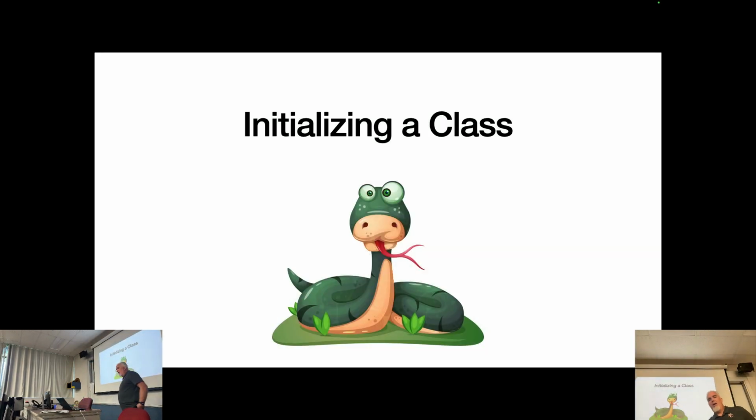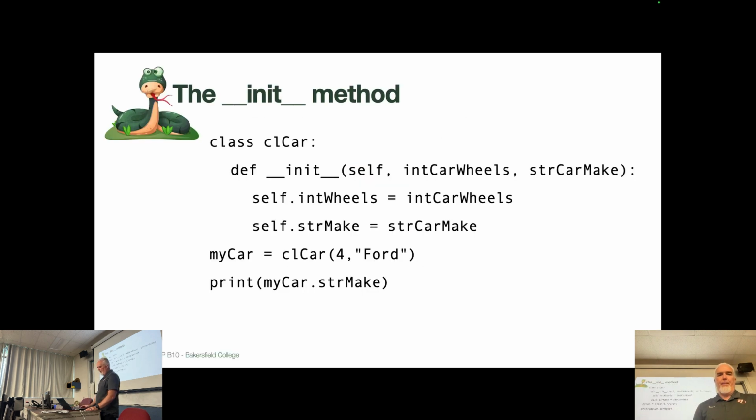So there's a couple additional things that I want to share with you, additional pieces of information that will be useful as we're starting to create classes. And the first one of these is called the initialization method. You can see it is a method that has in its name two underscores before it and two underscores after it. And the name is INIT.